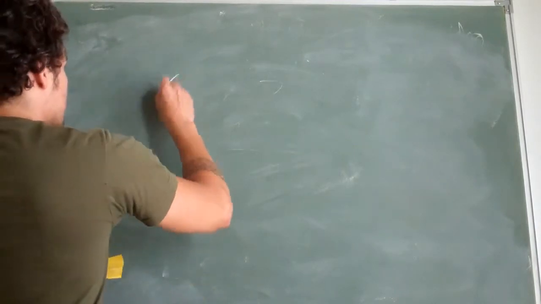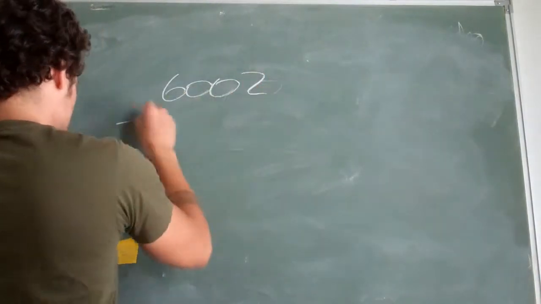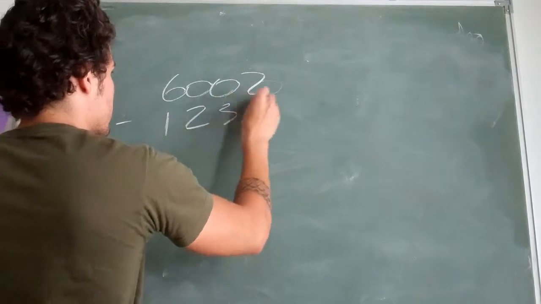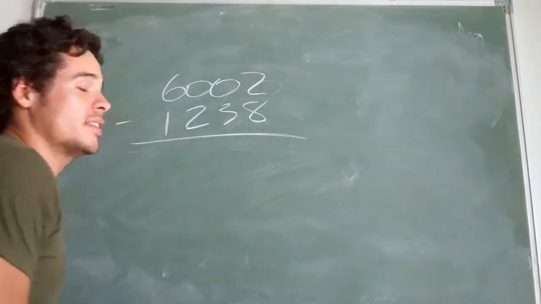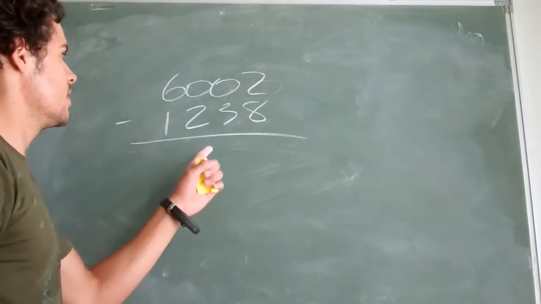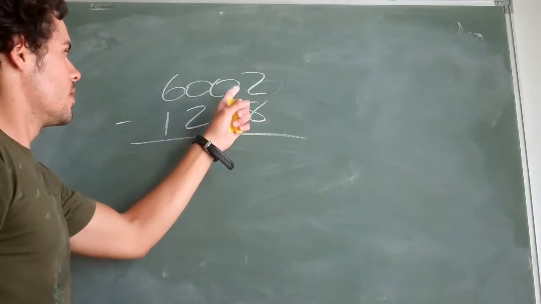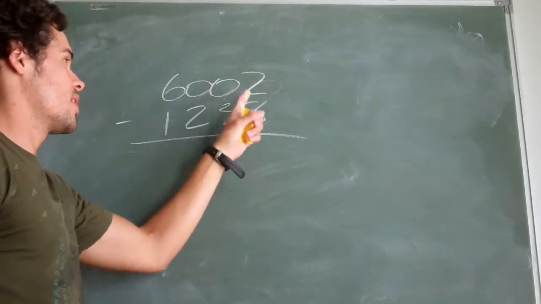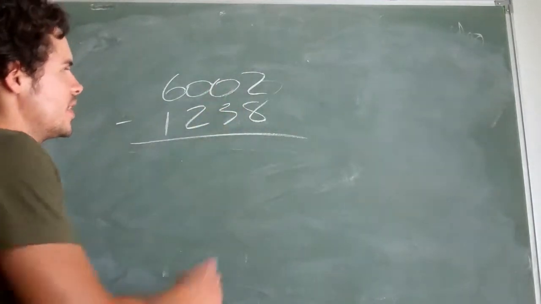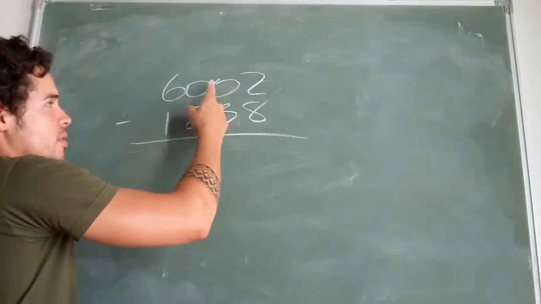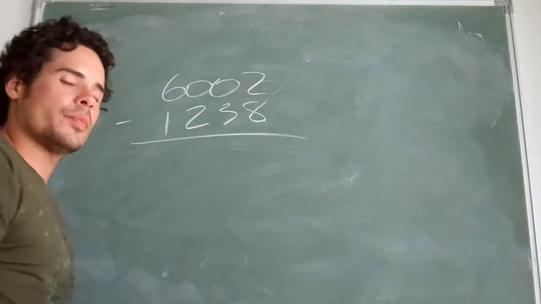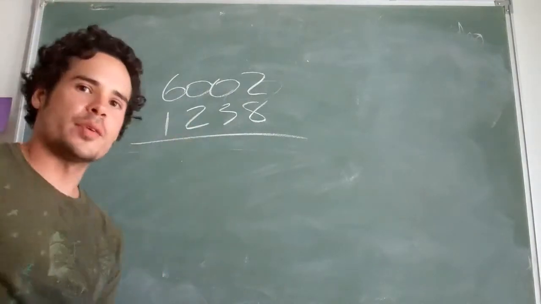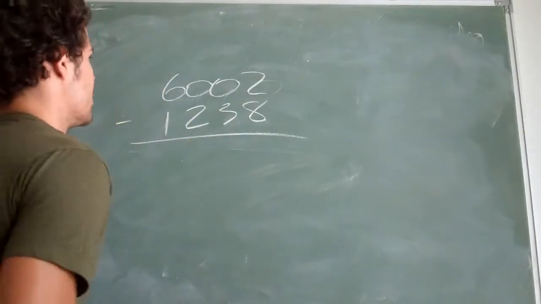I've got 6,002 minus 1238. Okay, I picked this one for a reason. As you can see here, if you watched my last video, you saw that if this number is less than this number, then I have to borrow one from the next one. Well, in this case, the next one is 0 and so is the next one after that, so it gets a little complicated here, but not really. Once you get the hang of it, it's second nature.